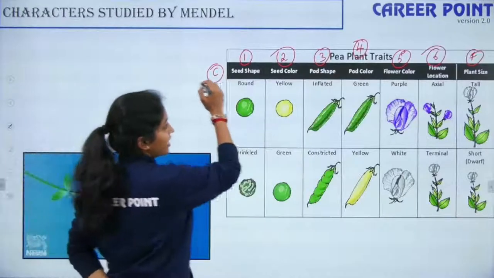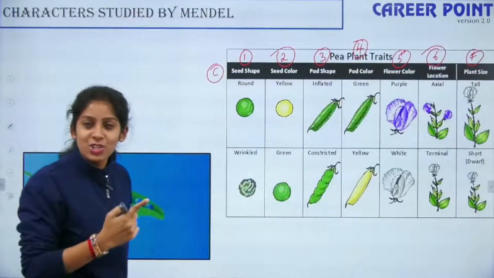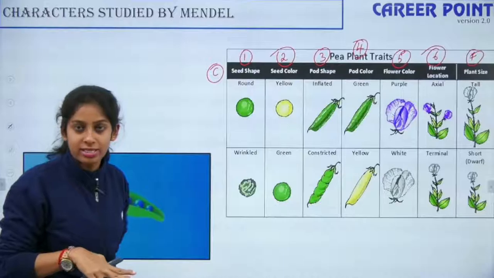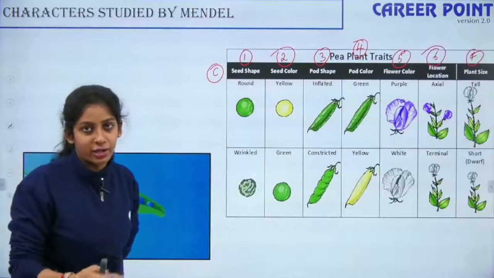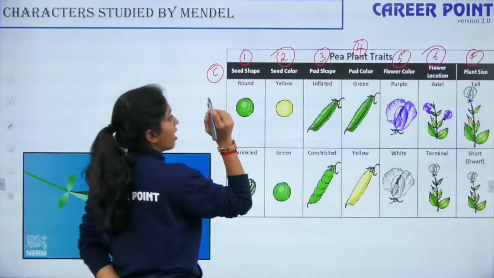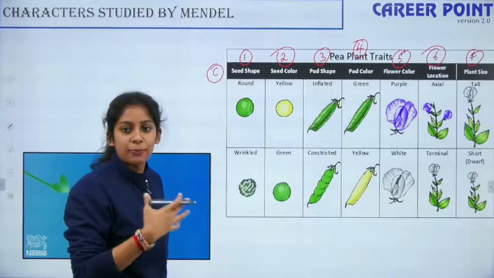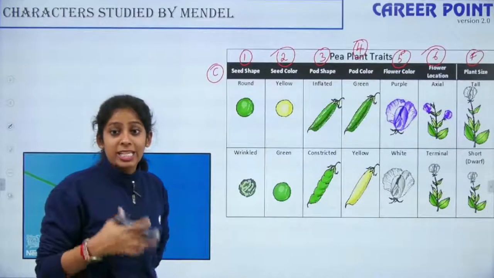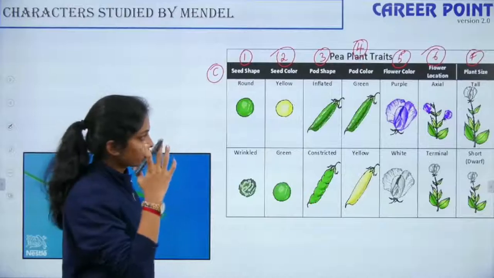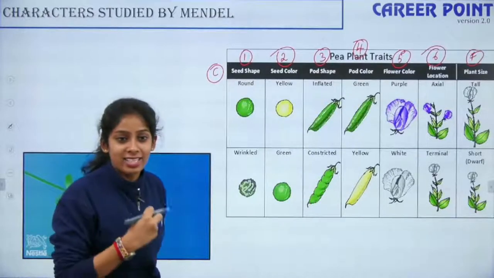Right. So these are the characters. So once again, each character has 2 options, right? It has 2 options that it can take. So if I say, for example, the height, if I say, explain again. Okay. So we are talking about characters and traits.